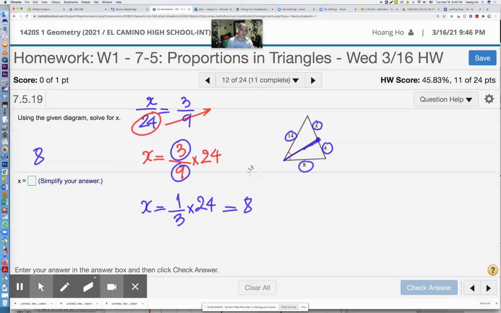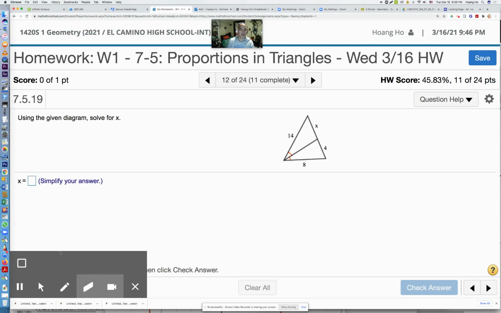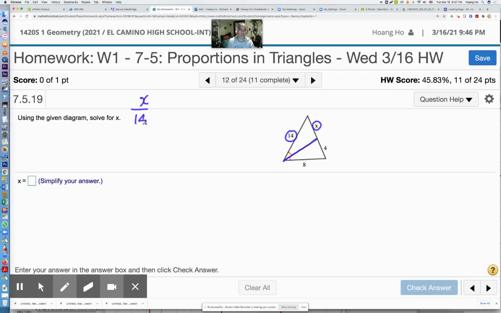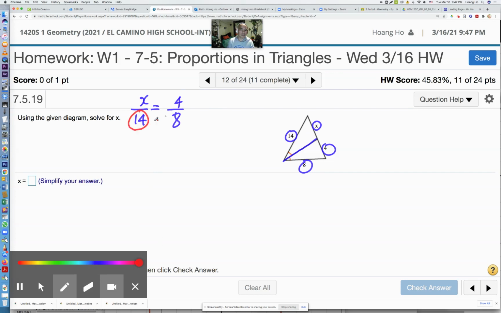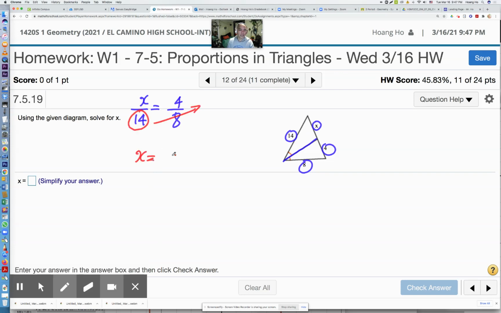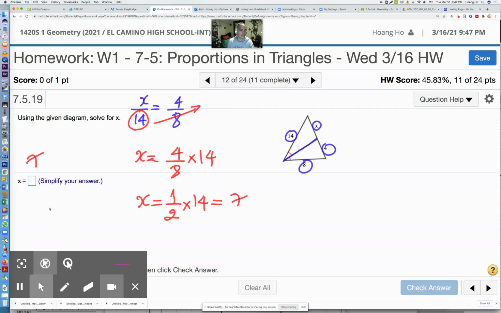Question 12. Okay, we're halfway. Very similar. So you got angle bisector right here. So I can set up x over 14 equal 4 over 8. Cross multiply 14 to the other side. So x equal 4 over 8 times 14. 4 over 8, you simplify, that is 1/2, and then times 14. So the answer is 7, right over here.